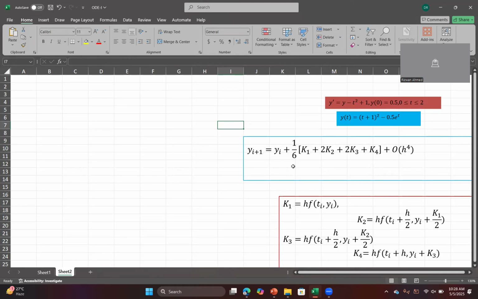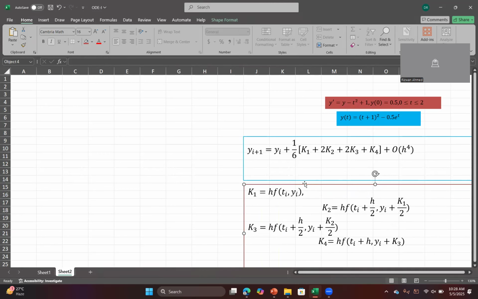The RK4 method's expression is written here. It comes with 4 K calculations, and then the value of variable y is estimated at the next step. So 4 calculations within a step are required, and the definitions of these distinct Ks are in the block. So there are 4 Ks.